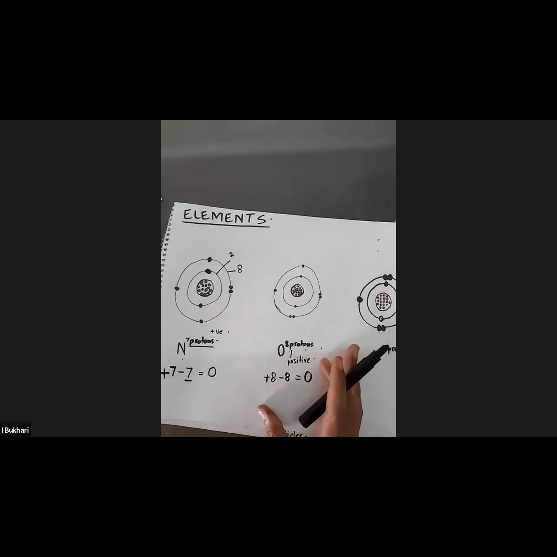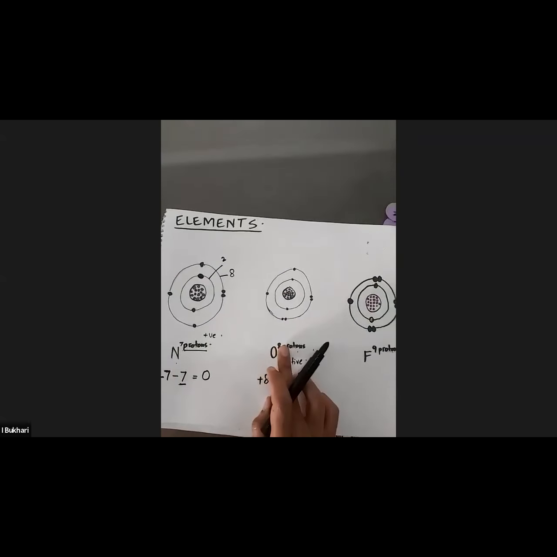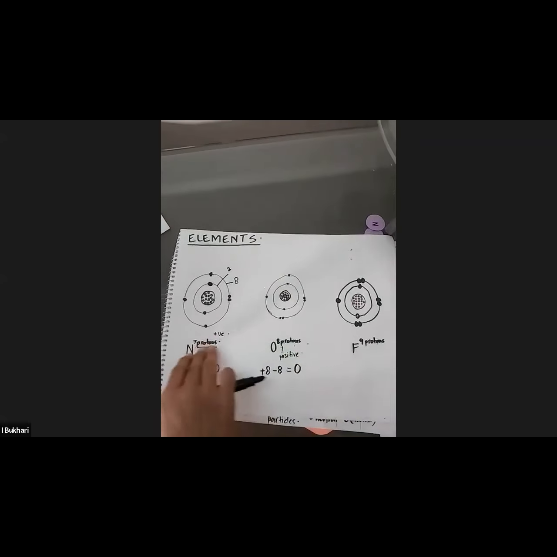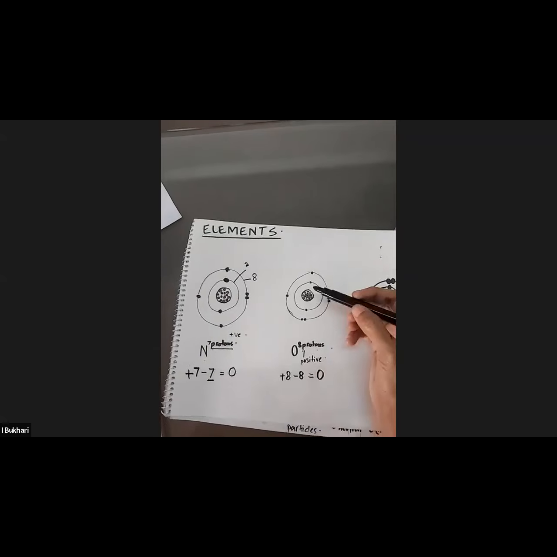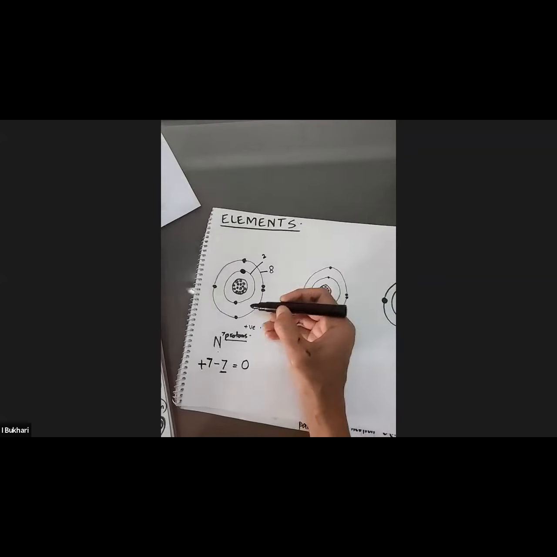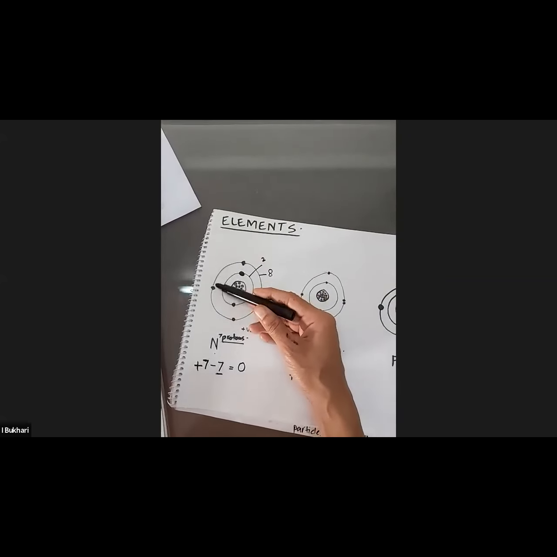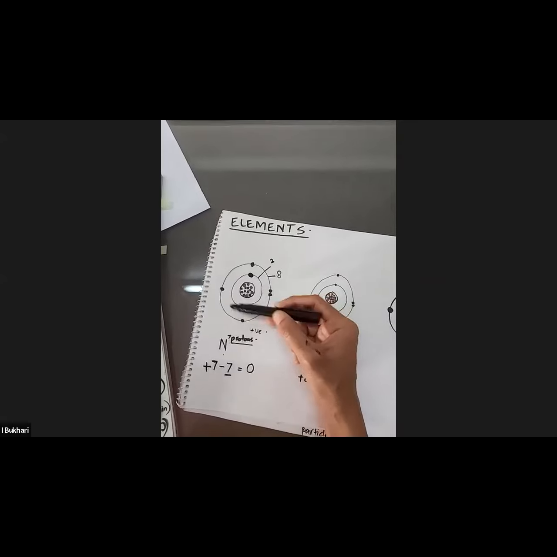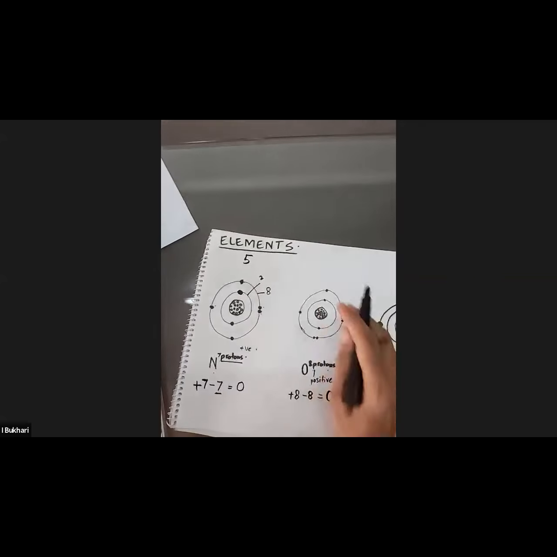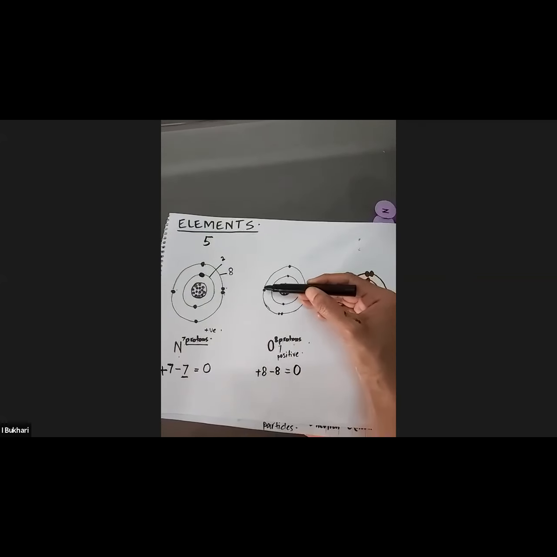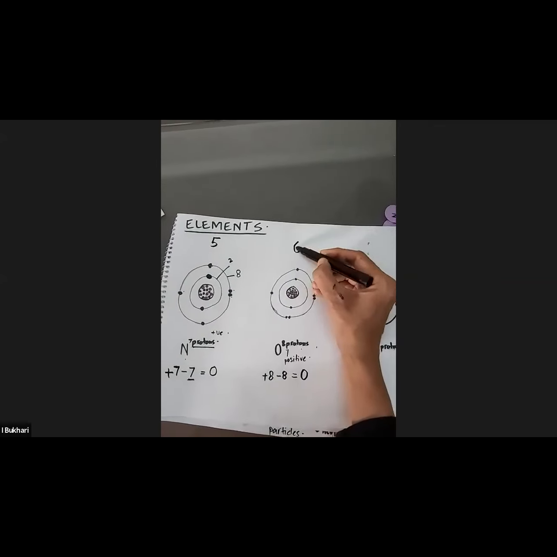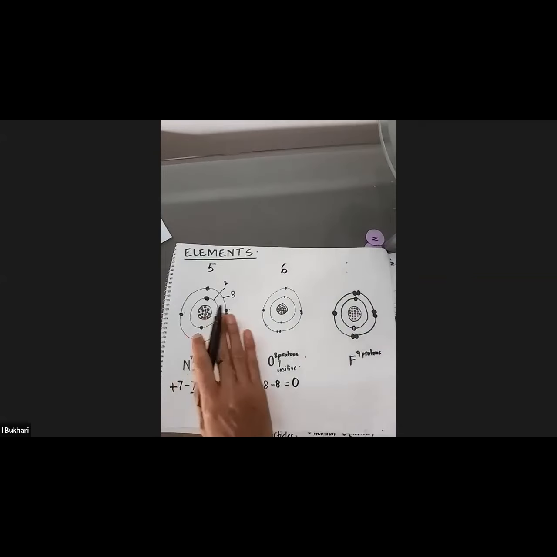Also notice that as the number of protons increases by 1 as we go across these atoms, the number of electrons in the outermost shell also increases by 1. In this case, the number of electrons in the outermost shell is 5: 1, 2, 3, 4, 5. Here, 1, 2, 3, 4, 5, 6. 6.